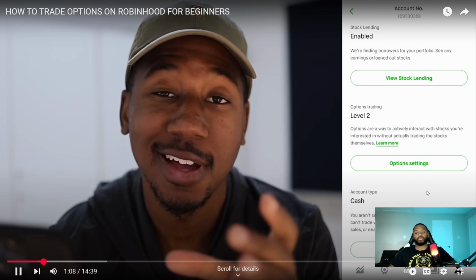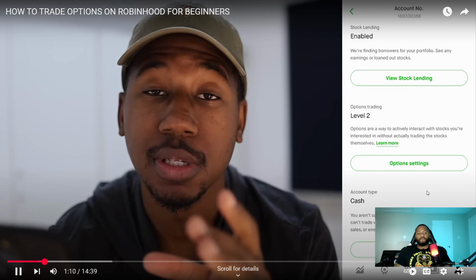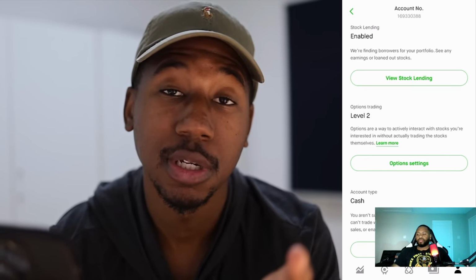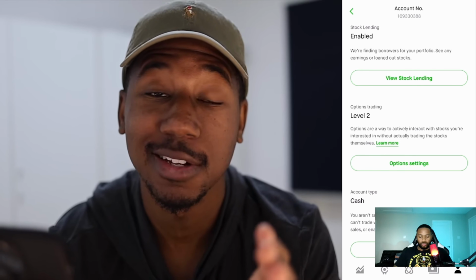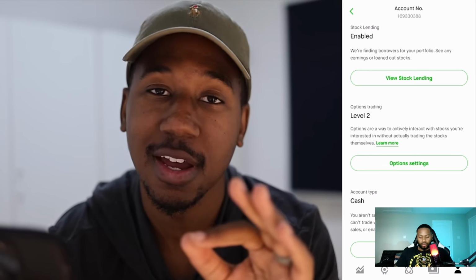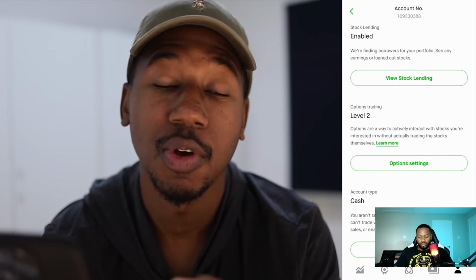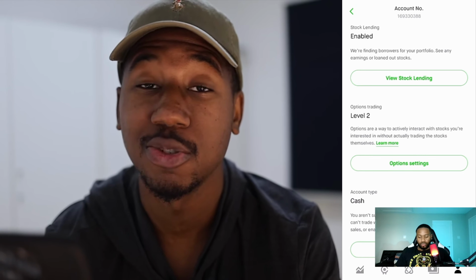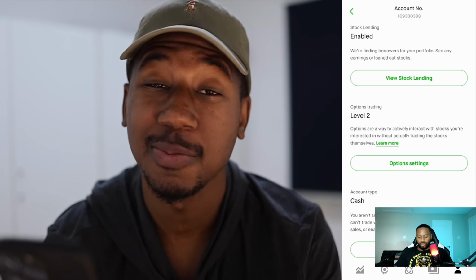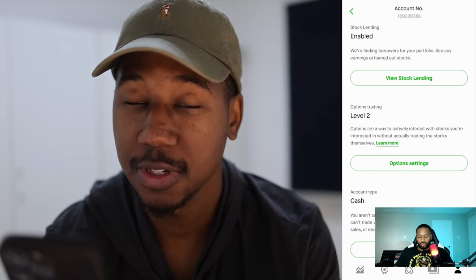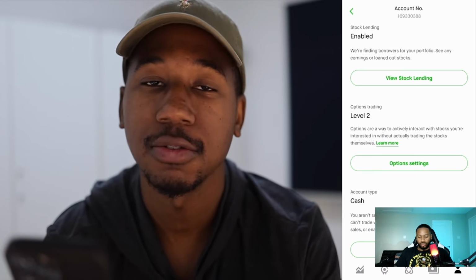If you want anything higher than level 2, you're going to need to be on a margin account, but I am personally on a cash account so that I can make day trades every day. And right here for me, it says option settings. If you haven't already gone through what you need to go through to trade options, it'll probably say something along the lines of apply for options. Then you'll hit that and answer the questions.